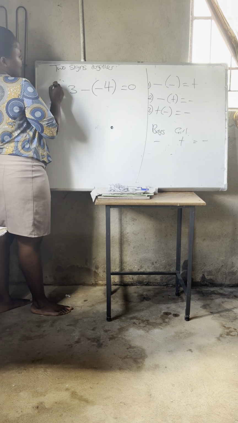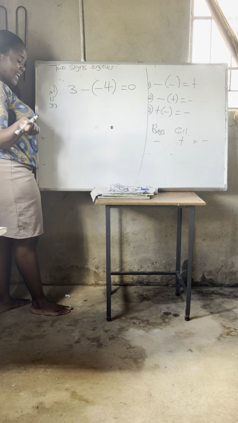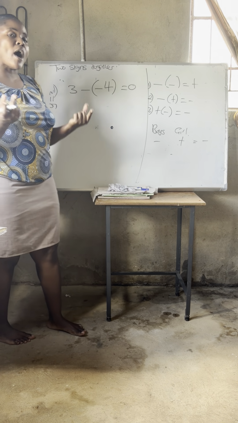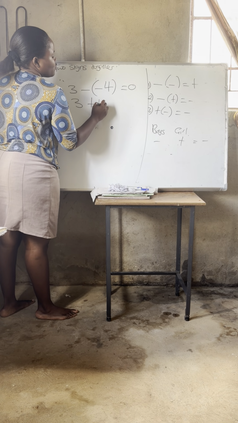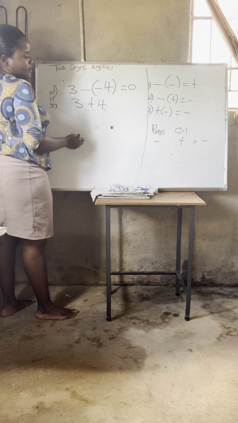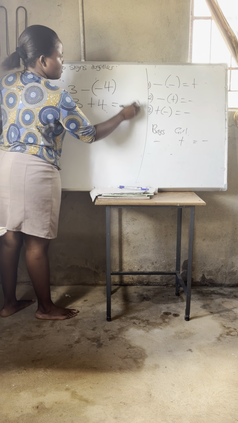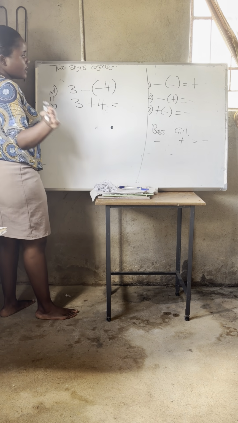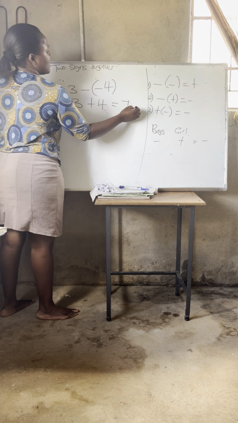So here, if you are given 3 minus 4, you rewrite the question after you get rid of one of the signs. So here 3, you are now saying plus 4. This is now your new question. So 3 plus 4, we are now saying it's 7.